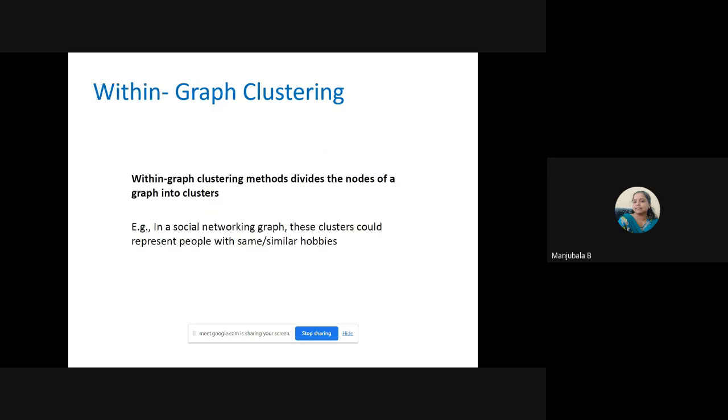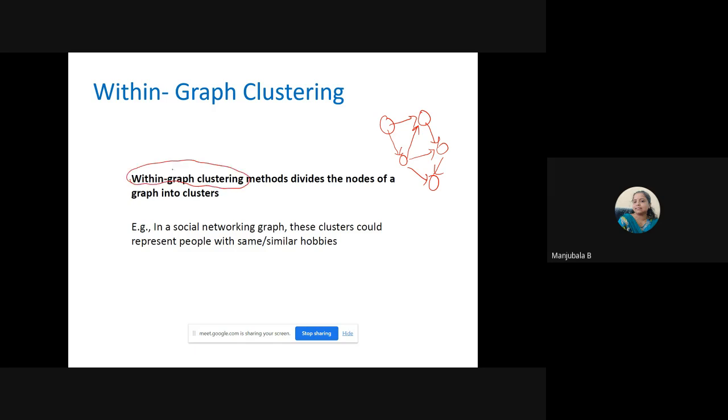The second one is within graph clustering. What this method does is divide the nodes of a graph into clusters. Suppose we have a graph with 5 nodes and the edges are like this. We are going to form clusters among the nodes, that means we partition the nodes into a number of clusters. That is called within graph clustering.